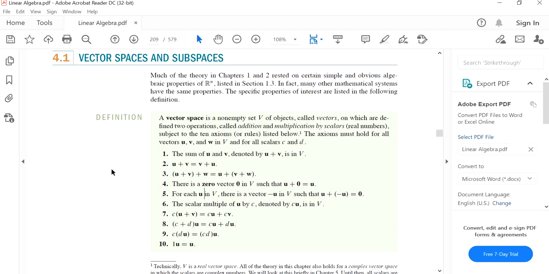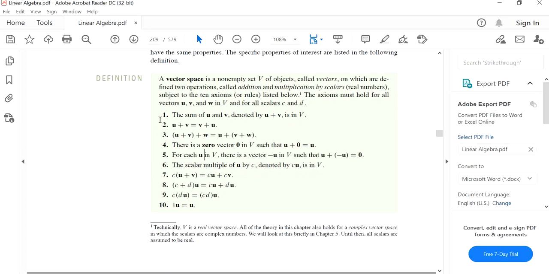Hello guys, so in today's video we're going to discuss vector spaces and subspaces. So without further ado, let's delve right into it. So first let's look at a definition.